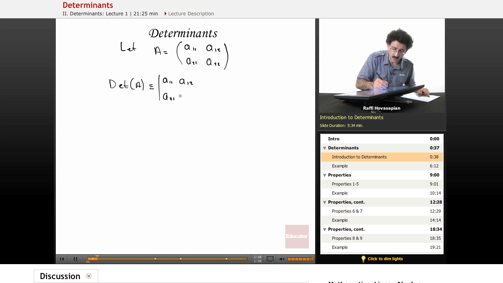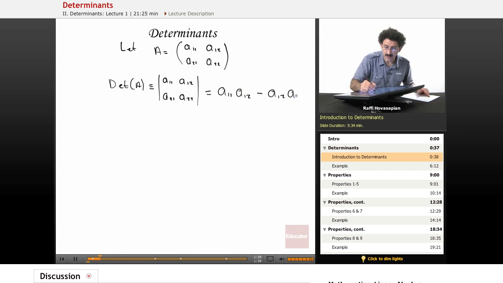A12, A21, A22. So it depends on what it is that you're talking about. You use the lines when we want to specify the entries. We use this more functional notation, determinant of this matrix A, when we want to simply speak about it in the abstract. So we define it as A11 times A22 minus A12 times A21. The pattern is this times that minus this times that. Again, A11 along the main diagonal, this times that minus that times this, including the signs.